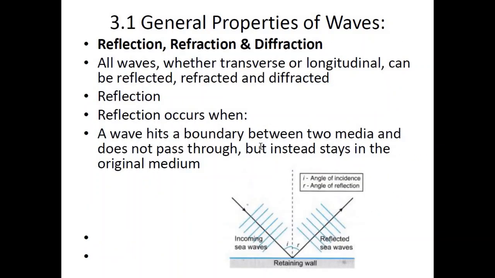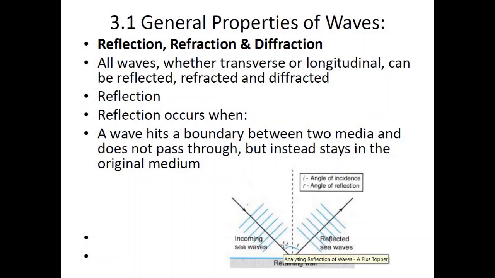Then we have reflection, refraction and diffraction of waves. All waves, whether they are transverse or longitudinal, can be reflected, refracted and diffracted. What is reflection? Reflection occurs when a wave hits a boundary between two media and does not pass through, but instead stays in the original medium. Waves hit a wall or any other medium and then they are reflected back.